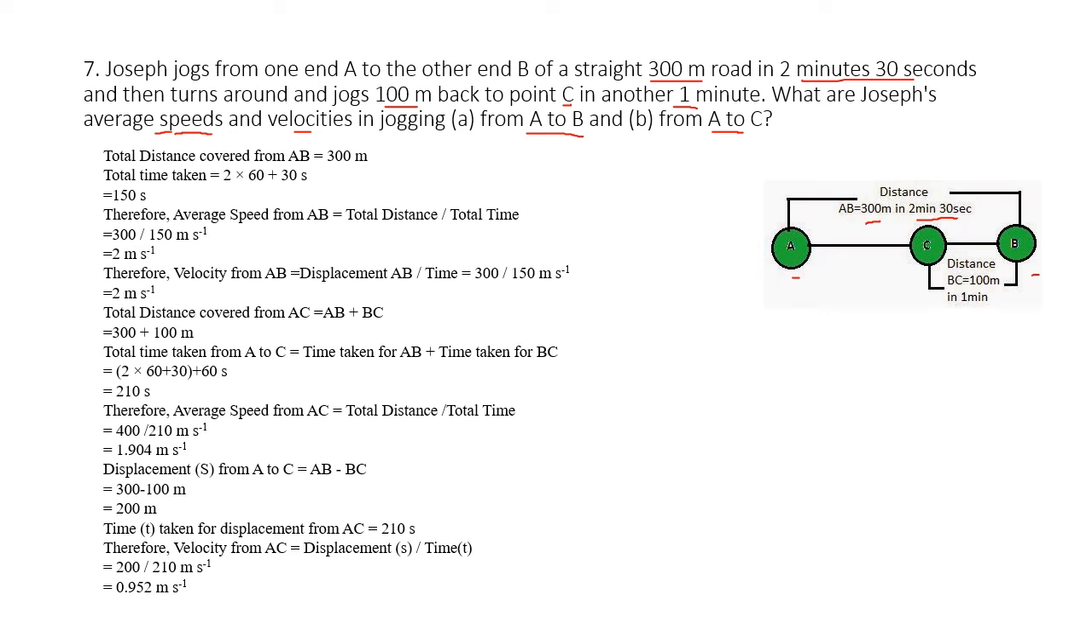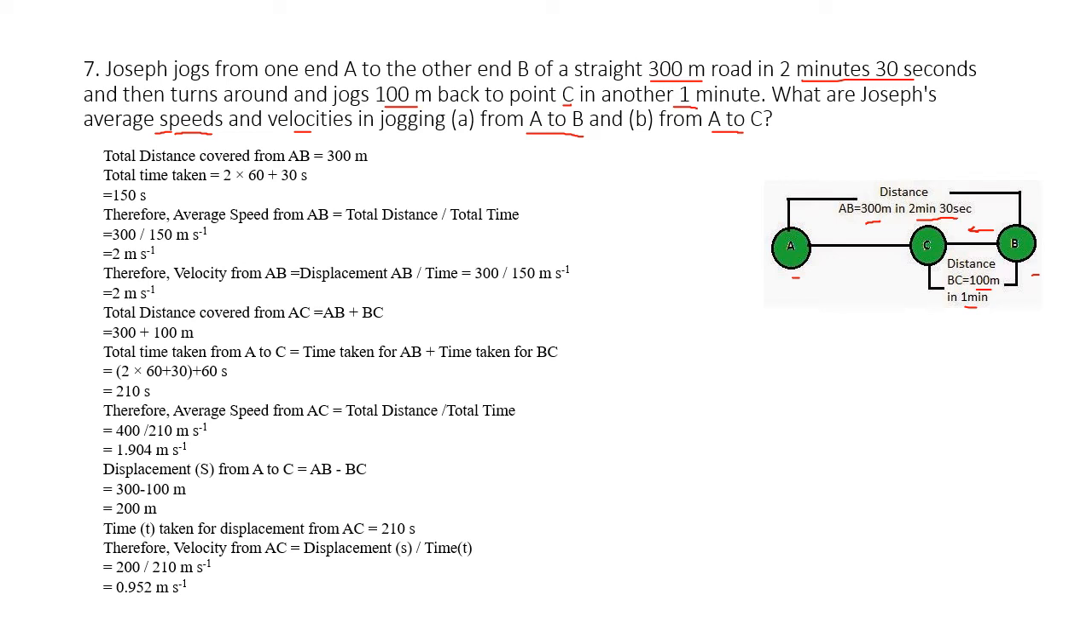And after reaching point B, he returns back to point C. So what is the distance between point B to C? It is 100 meters and the time taken is 1 minute. So in 1 minute he covers 100 meters. So you should calculate average speed. So two different speeds are given, you should find the average speed.